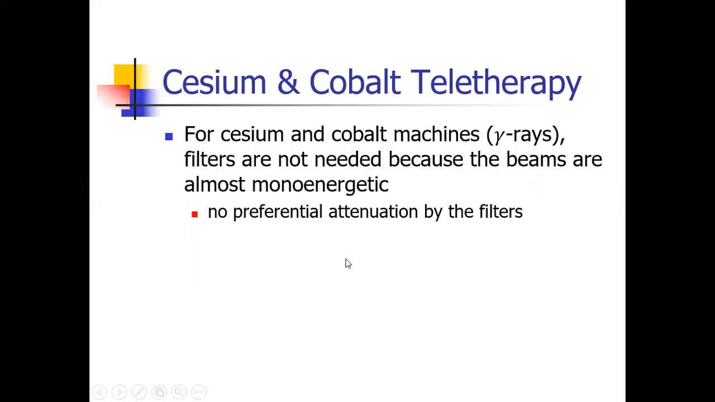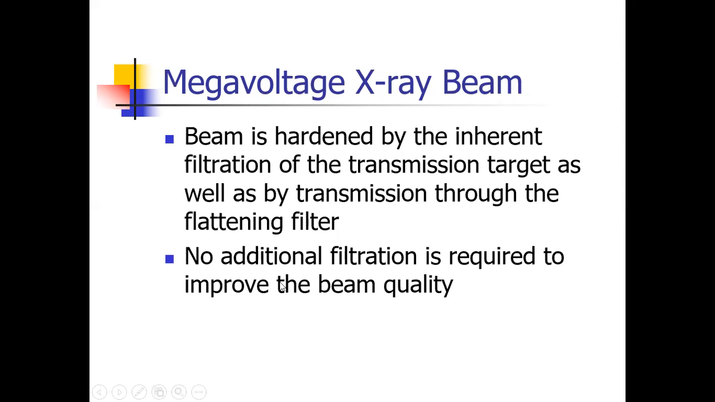So for cesium and cobalt machines, gamma rays, filters are no longer needed because the beams are almost monoenergetic. There's no preferential attenuation by the filters. In other words, it's not knocking out specific energies, because in the case of cobalt machines you've only got 2 different energies, and you don't really need the beam hardening.